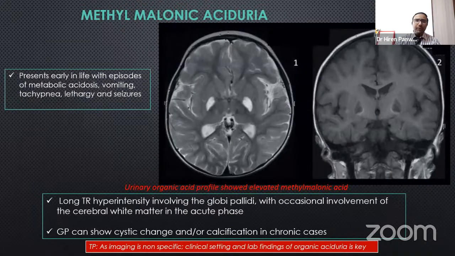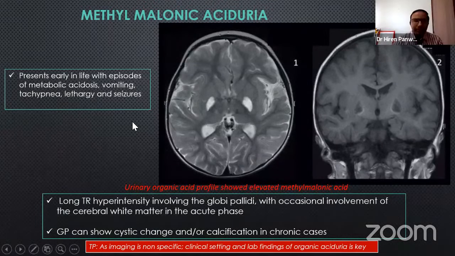Then moving on to methylmalonic aciduria. Methylmalonic aciduria is also one of the conditions when we see symmetrical areas of globus pallidus hyperintensity. When it is severe, it can show cystic changes also, surrounded by peripheral hyperintensity because of cavitary changes. Methylmalonic aciduria can have non-specific findings such as volume loss or some periventricular hyperintensity. But when we see this kind of isolated GP abnormality early in life with a history of vomiting, tachypnea, lethargy, and seizures, we should include methylmalonic aciduria as a strong possibility. And this patient can have cystic changes or calcification at a later age, as we discussed already.